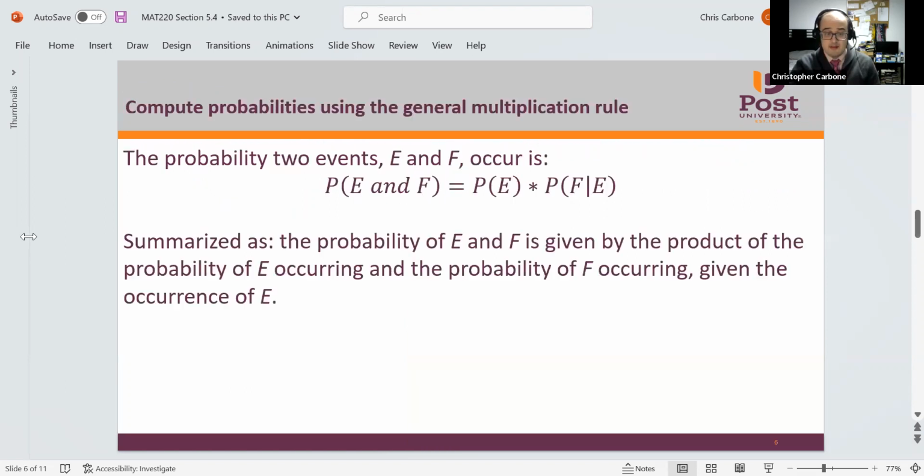With some algebraic manipulation, we get the general multiplication rule. If we have two events E and F, the probability that E and F occur at the same time is the probability of E times the probability of F given E. Again, E is the event after the given symbol. They must match.